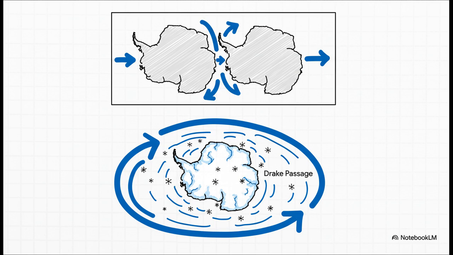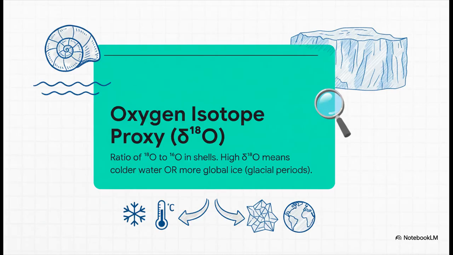This separated Antarctica from South America and created the Antarctic Circumpolar Current, the one we talked about earlier. This current thermally isolated Antarctica, which led to the formation of massive ice sheets and kicked off global cooling. So how do we know all this? We use proxies, like oxygen isotopes or delta 18O.